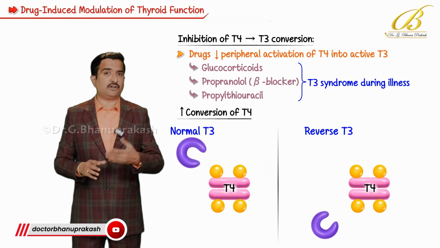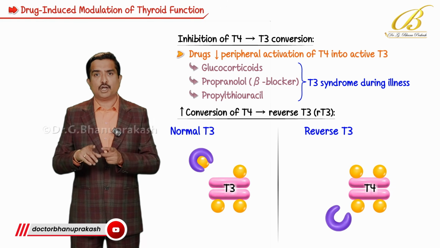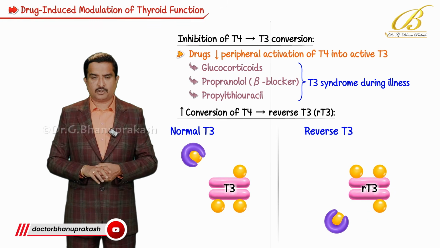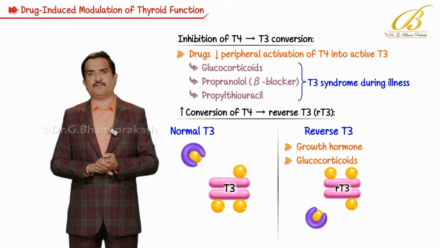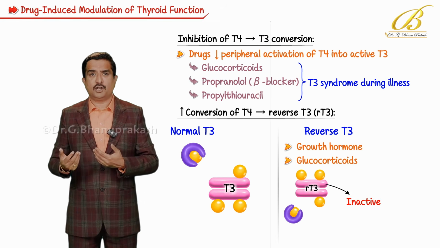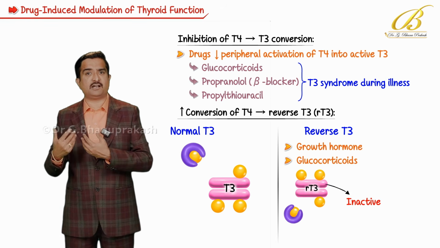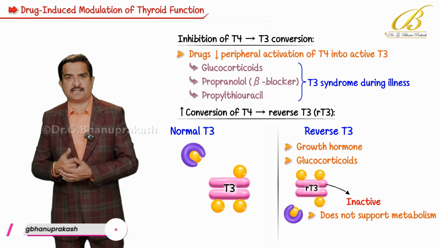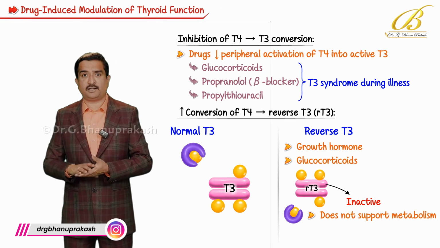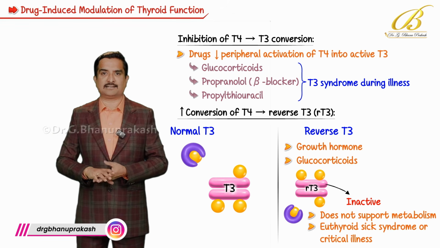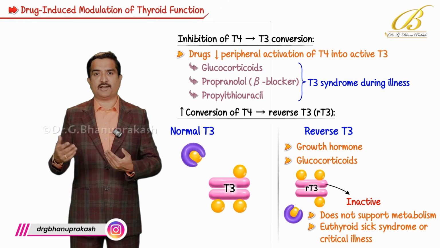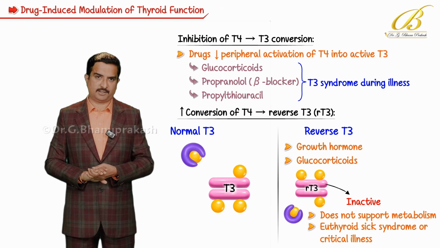The next one is increased conversion of T4 to reverse T3. That can be caused by growth hormone and glucocorticoids. Now remember, reverse T3 is inactive. So even though T4 is being converted, it does not support metabolism. This is important in conditions like euthyroid sick syndrome or critical illnesses where reverse T3 levels may rise.